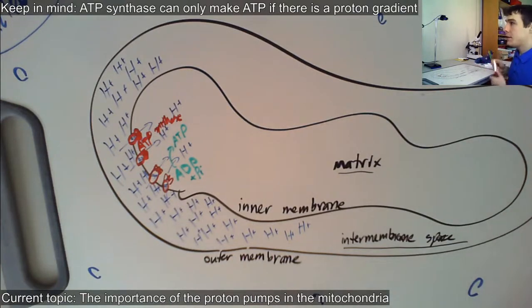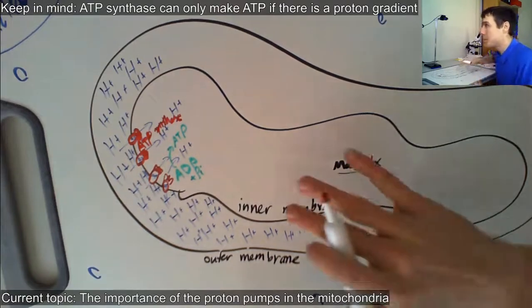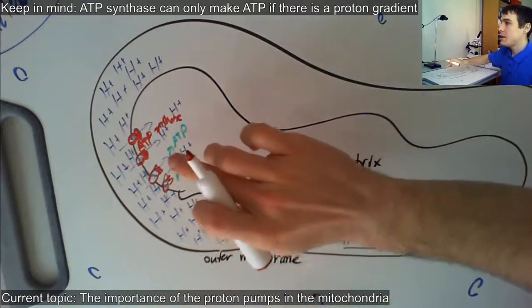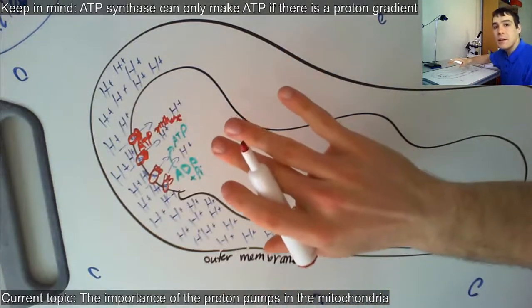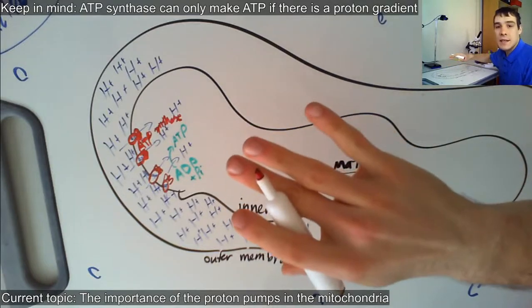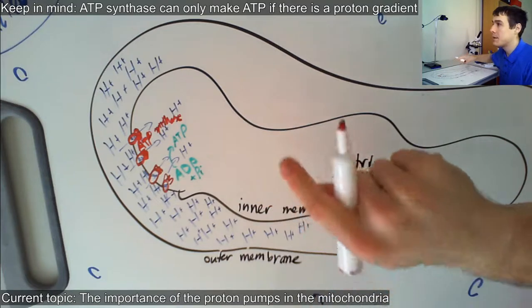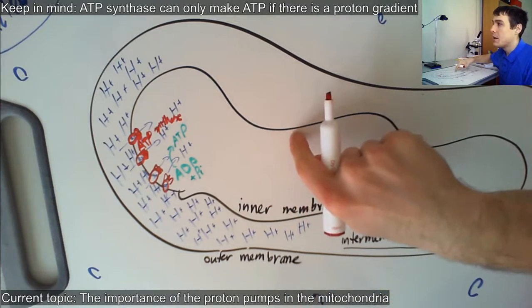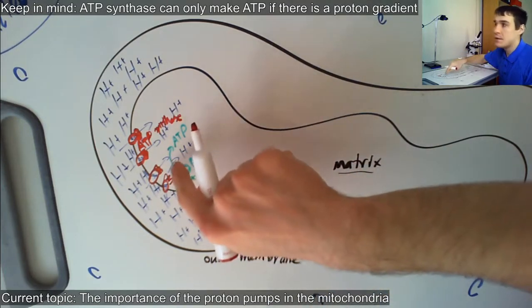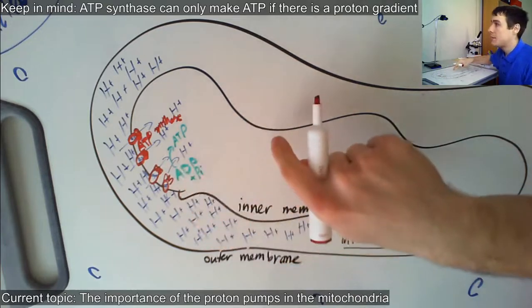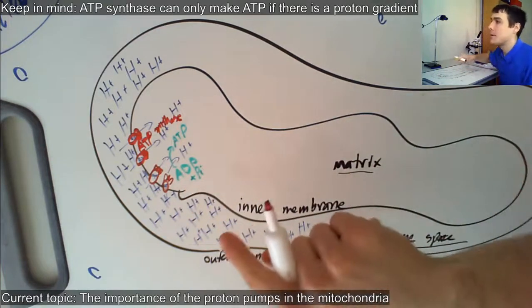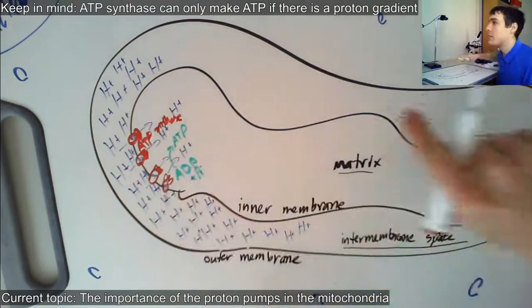And that's done using the pumps. Now the pumps are kind of all over, and so are the ATP synthases. They're all over this membrane. But just for the sake of a clear diagram, I'm going to put the pumps over here, and I'm going to keep the turbines on this side. But these pumps are everywhere on this membrane, and the synthase is everywhere on this membrane.